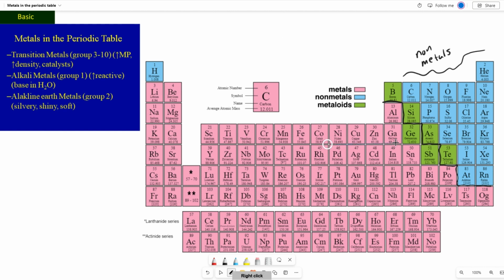And everything else over here, with the exception of hydrogen. Hydrogen is the only non-metal that's on the left-hand side of the periodic table. Everything else is metals. And metals are kind of divided into three main categories on the periodic table. This first category down here, this block of 10 groups of elements, are the transition metals.